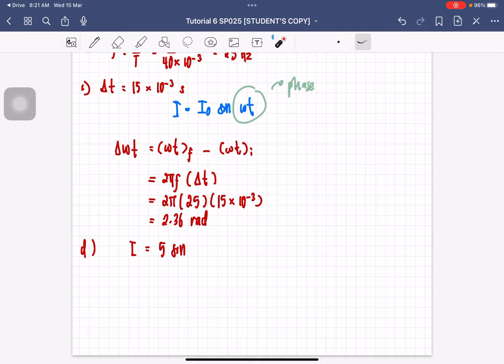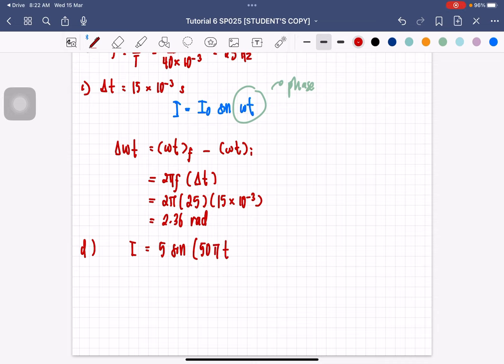So the omega t is the one that we've calculated just now, which is 2.36 radian. Wait. Oh, sorry, no. This is this omega. Omega t. Okay, so it's not 2.36 radian. That is the change in phase. This is going to be 50 pi t.